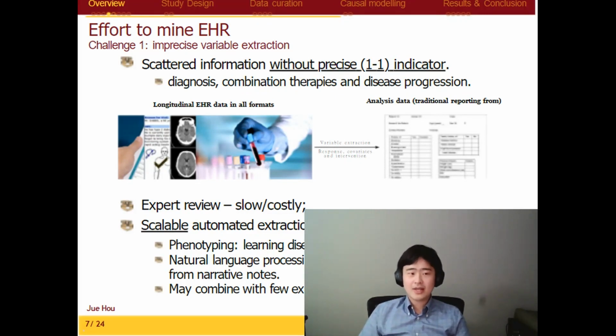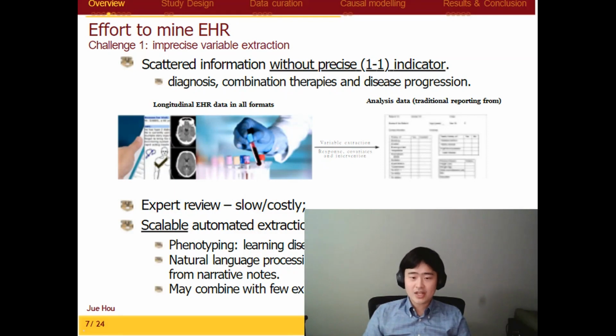So traditionally, we have relied on expert review. Basically, we would have domain experts for the disease, trained physicians. They will read through the medical notes, and then they will manually annotate the variables we need, as if they are filling in a study reporting form, right? So that's the traditional way. However, this is very slow and costly.